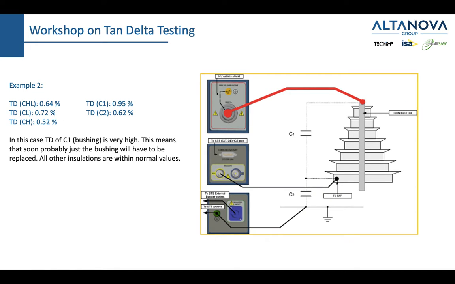In example number 2, we will look at a situation where, let's say, the body of the transformer is fine. All numbers are very much below 1%, but C1 is 0.95, which is very close to 1. In that case, probably very soon we will have to change our bushing, and then our transformer insulation system will be okay. Here you see some examples of how to connect the generation and where to connect the measurement, but we will talk about it a little bit later.